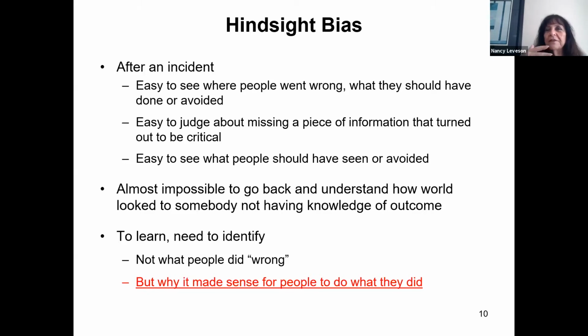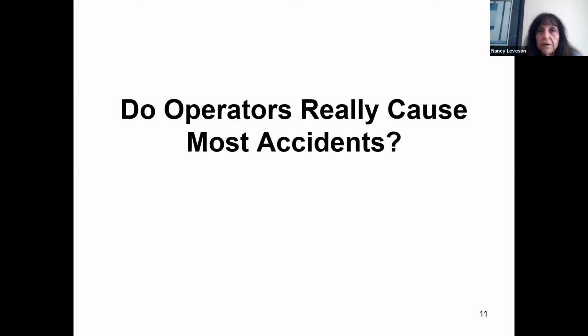If it was that the alert was not salient, and they missed it, the feedback was vague, there could be all kinds of reasons why it made sense for them to do what they did. And then we can fix the problem. If you just said they should have done such and such, all you've done is figured out who to blame for the accident, but you haven't learned anything about how to fix it.